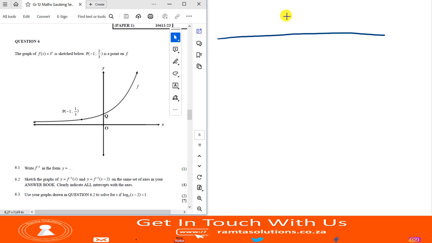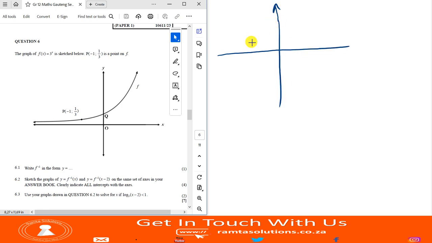So what I want to show you here, guys, is that you shouldn't struggle whenever they talk about inverses. Let's say this is our inverse. With this inverse, our y-intercept, which is point Q, will be 0 and y. And we have a point here, which is P, called minus 1 and 1 over 3. So this is f.